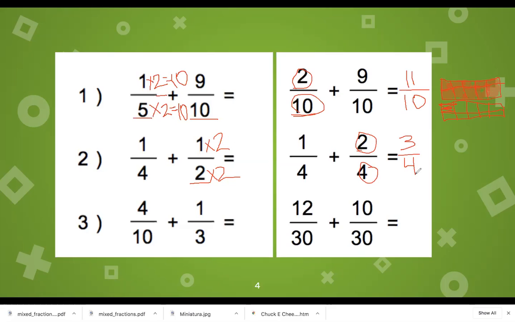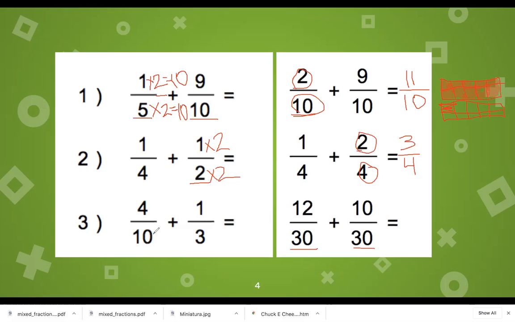Let's do one more together, and then on the next slide are some for you to do individually. So 4/10 plus 1/3. Well, this one's kind of tricky because 10 is not a multiple of 3. So one thing that I can do is multiply my two denominators, and I can find a common denominator there. So 3 times 10 is 30. So now I'm going to change both fractions so that 30 is their denominator.